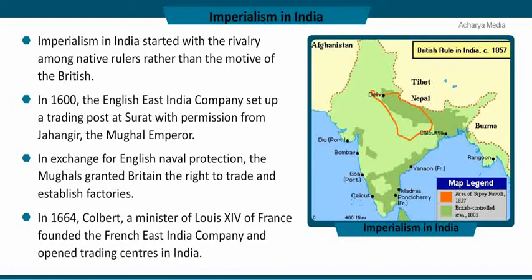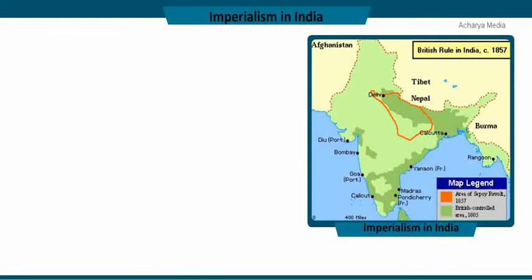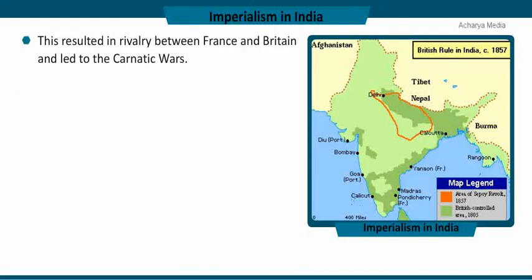In 1664, Colbert, a minister of Louis XIV of France, founded the French East India Company and opened trading centers in India. This resulted in the rivalry between France and Britain. It led to the Carnatic Wars, and as a result, French influence in India was uprooted.